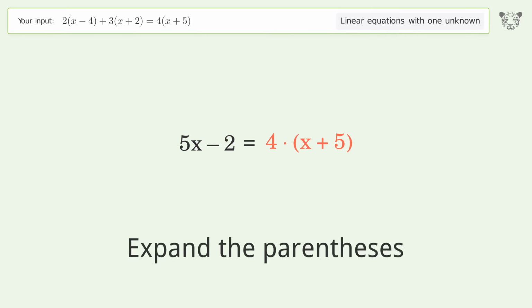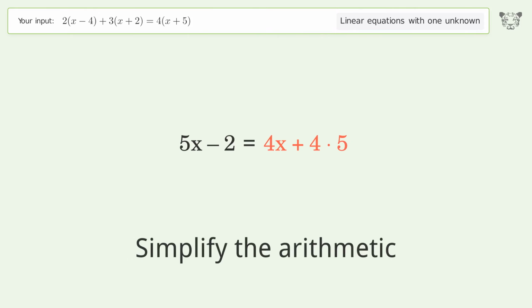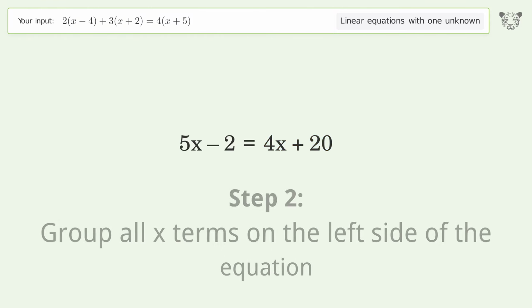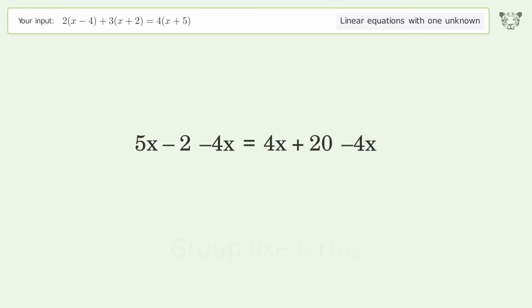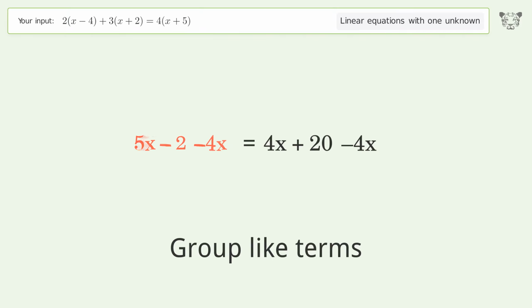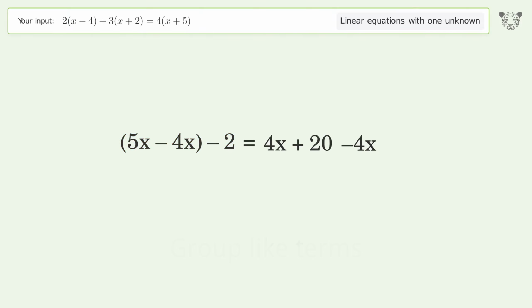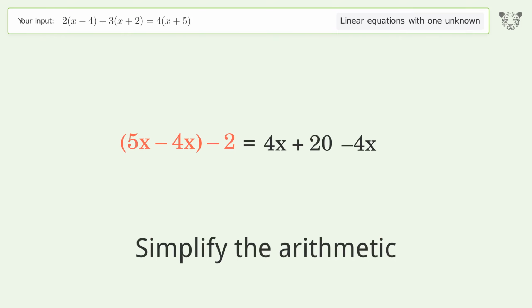Expand the parentheses. Simplify the arithmetic. Group all x terms on the left side of the equation. Subtract 4x from both sides. Group like terms. Simplify the arithmetic.